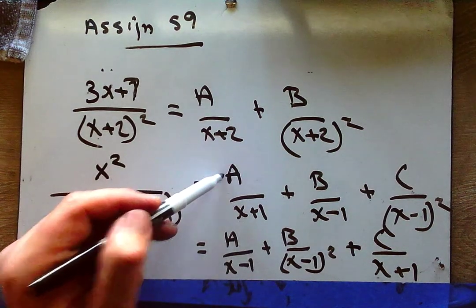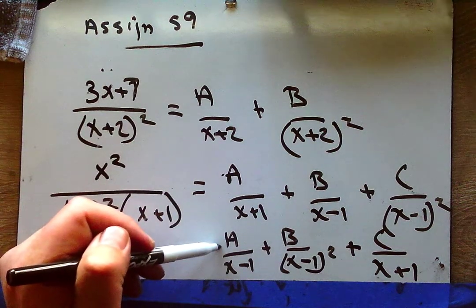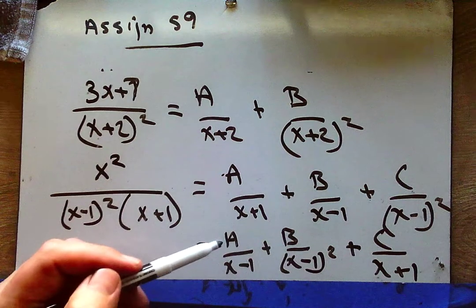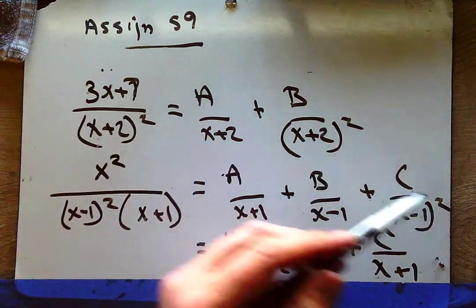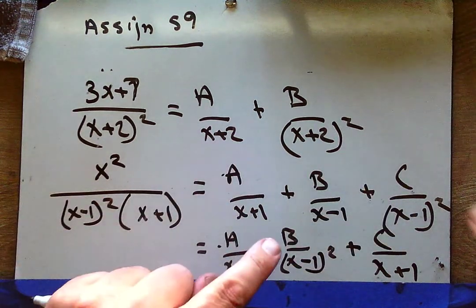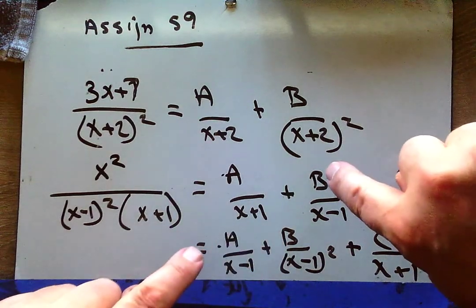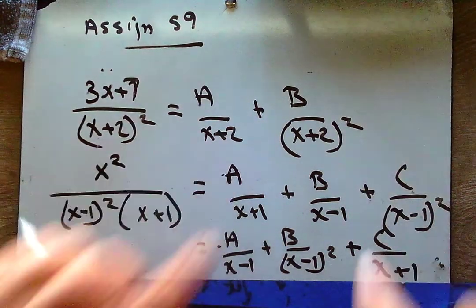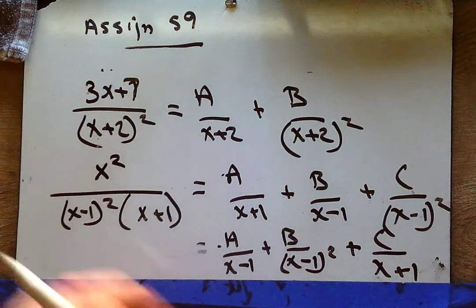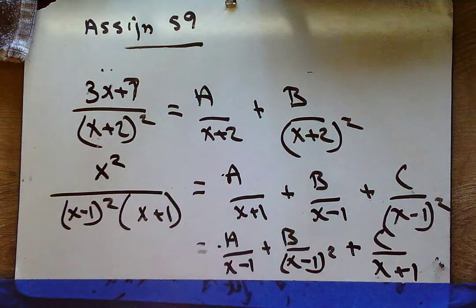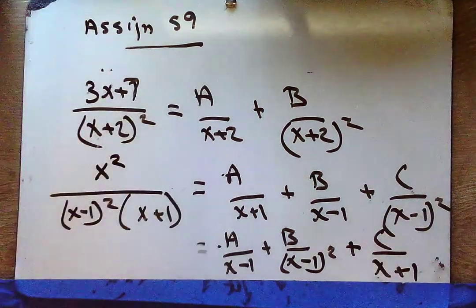This person's A and this person's A will be different, but when we're all done finding A, B, and C, we'll see that everything is the same. These will be the same, these will be the same, and these will be the same. So either one of those is a fine setup. What if I have this?